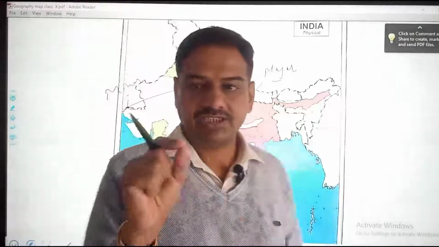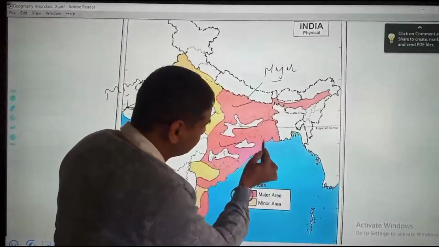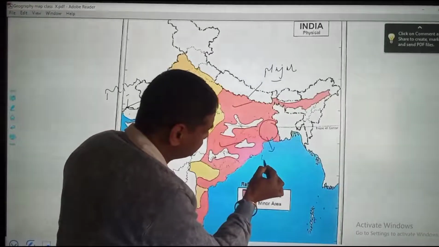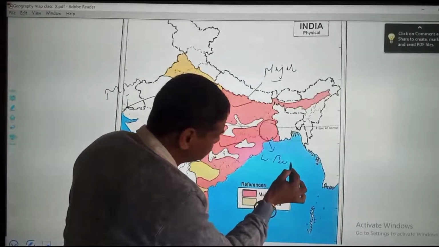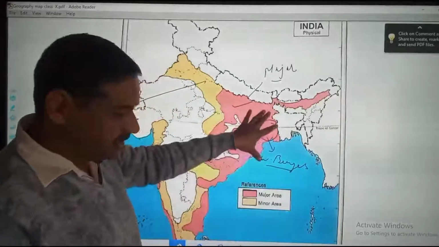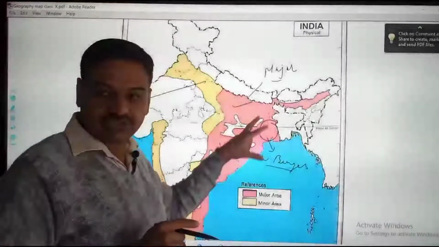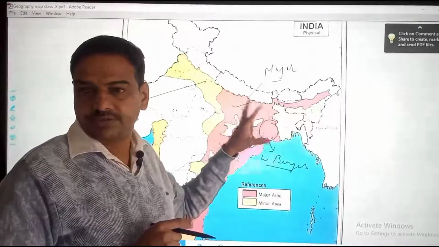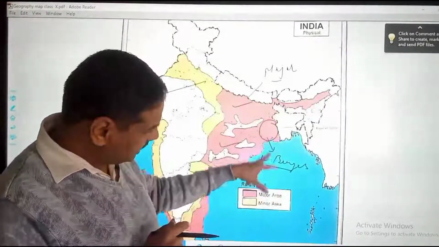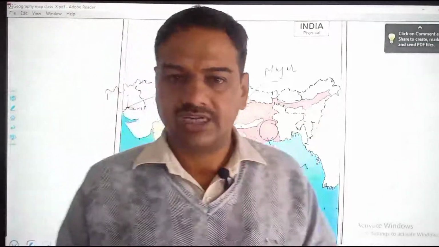So which state is the largest producer of rice? That is West Bengal. This is the largest producer of rice. If this map is given in the question paper, you will be asked which state is this that is the major producer of rice. So you will write the name West Bengal is the major producer of rice.